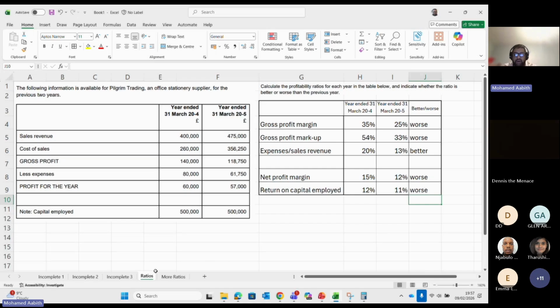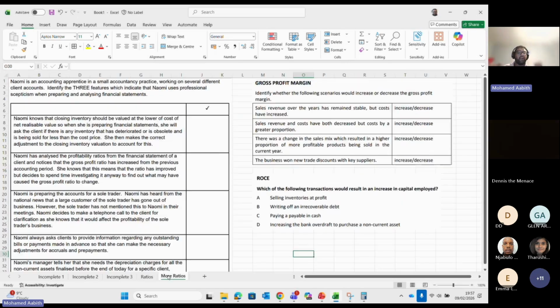Now, let's look at some of the more structured wordy questions. All right, this one, gross profit margin. Identify whether the following scenarios would increase or decrease gross profit margin. Sales revenue over the year remained stable, but the cost has increased. What will happen to your gross profit? Sales did not change, your cost has increased. It is going to decrease, isn't it? Your sales not changing means you are going to lose some of the profits. So therefore, your margin is going to come down. So that is going to be a decrease.